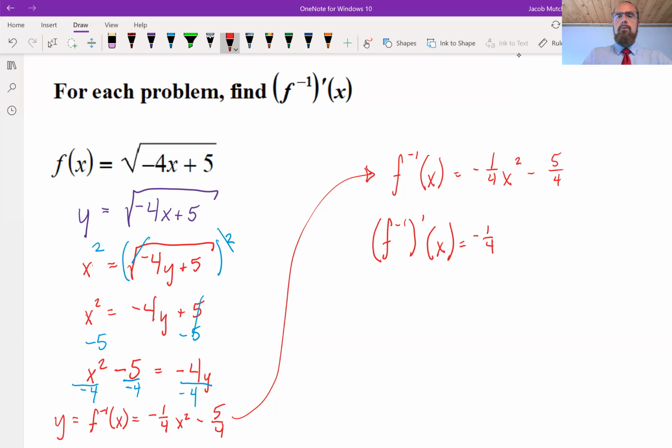Applying the simple power rule, the old power of 2 comes down as a coefficient. And then x to the power of 2 less 1. And then the derivative of minus 5/4 is going to be 0. And that would reduce down, if I cancel the 2 and leave a 2 in the denominator, negative 1/2 x.